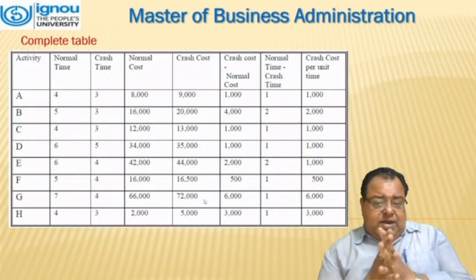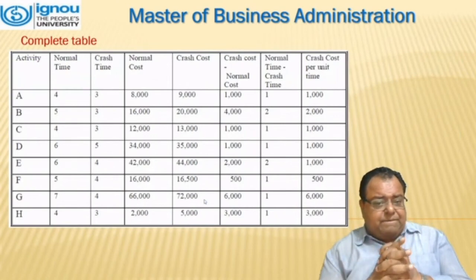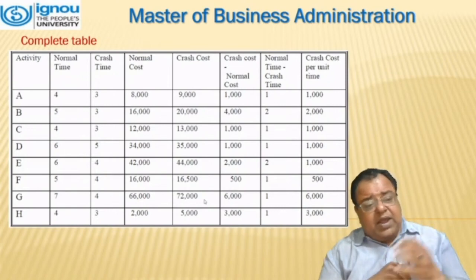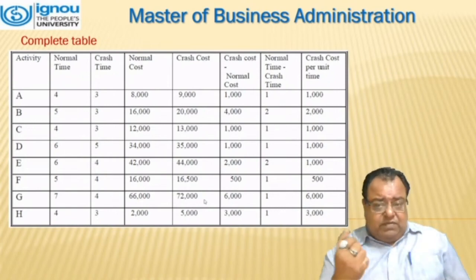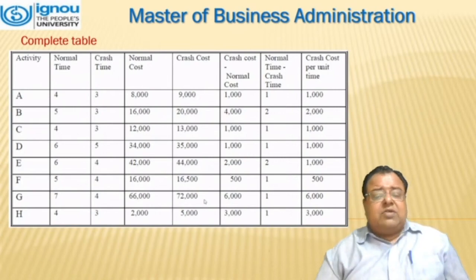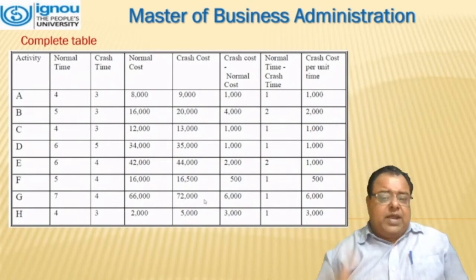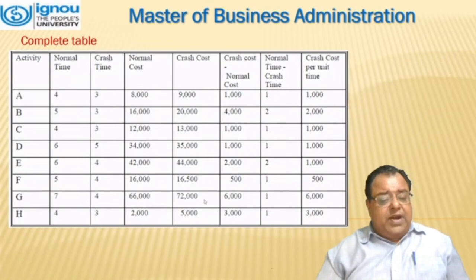Now we have calculated the time. What is the difference between the normal time and the crash time? For activity A, it is 1. For activity B, it is 2. For activities C and D, it is 1, and for activity E, it is 2, and for the remaining F, G, and H, it is 1. Now we have to calculate the crash cost per unit time. That means we will be subtracting the crash cost minus normal cost, which comes out as the data given in the right column. Now, how to proceed?